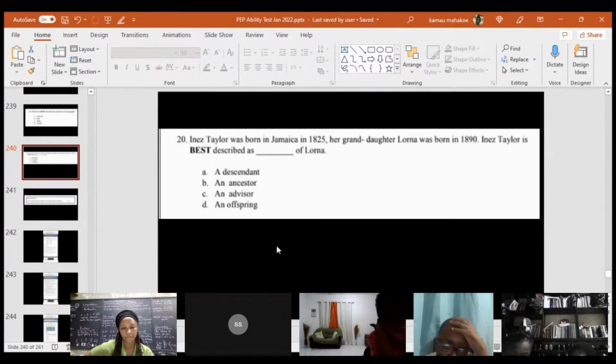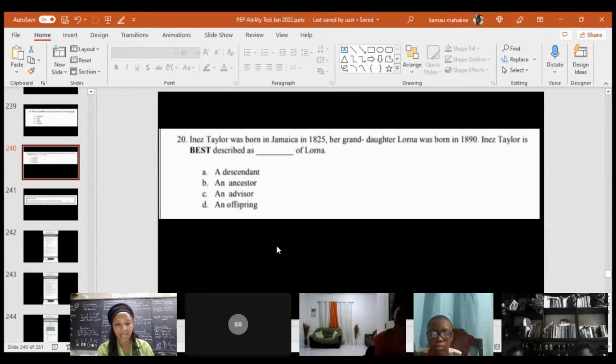Miss, because sometimes in class, miss, you say we must ask our grandparents or our great grandparents for information for how their olden life was, miss. Yes, I did say that and I mean it. Is there anything in this statement in number 20 that indicates that Inez offers advice to Lorna? No, miss. So miss, the answer would be A, a descendant.